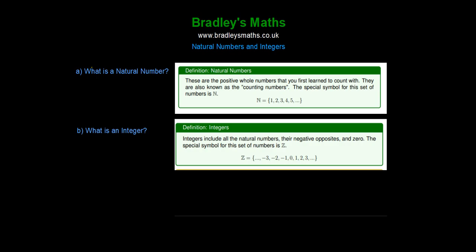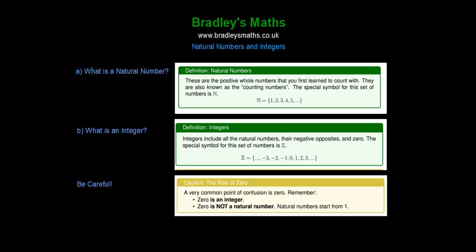Something to be careful of, and that is zero. It is a very common point of confusion. Zero is an integer. It is not a natural number. Natural numbers start from one. So please, please, please don't make the mistake of counting zero as a natural number.